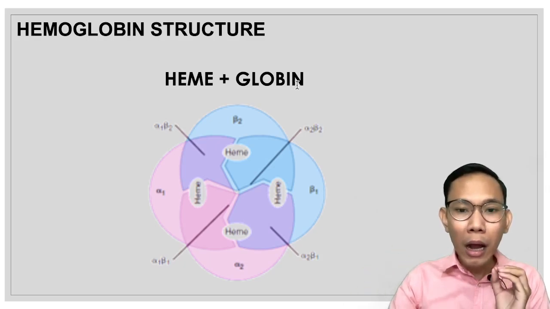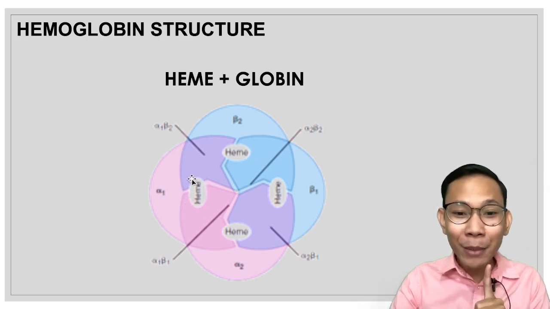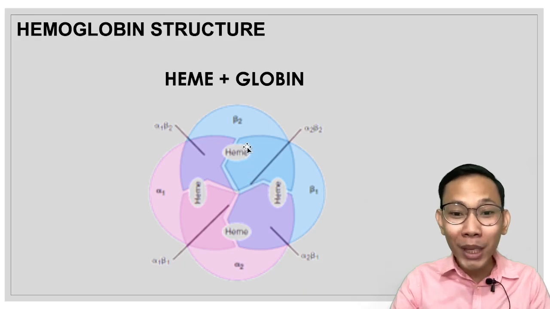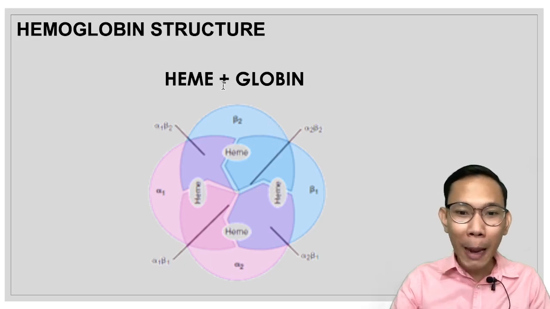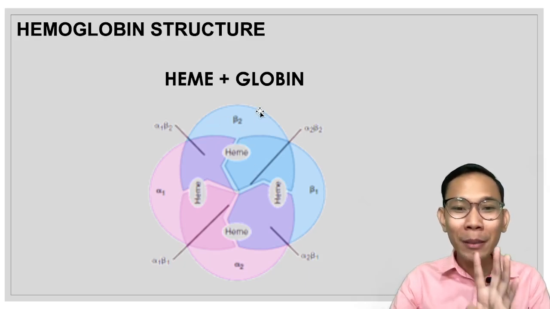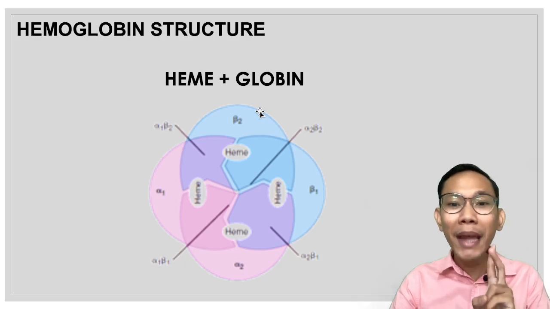Let's take a look at this basic structure of your hemoglobin. In your hemoglobin structure, it is basically composed of your 4 heme groups. Tingnan nyo ha, sa ating hemoglobin, merong heme group, 4, and there are also 4 globin groups. 4 na heme, may 4 na globin. Ito yung alpha 1, alpha 2, beta 1, beta 2. That's the globin component. Therefore, basic structure na ating hemoglobin, heme and globin. May 4 na heme and may 4 na globin.